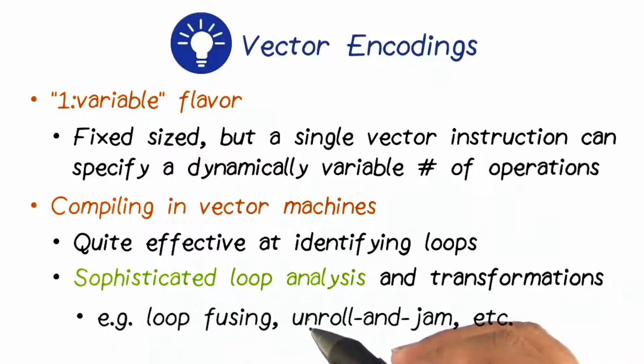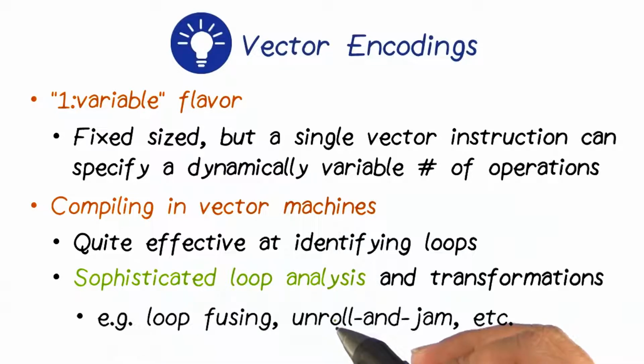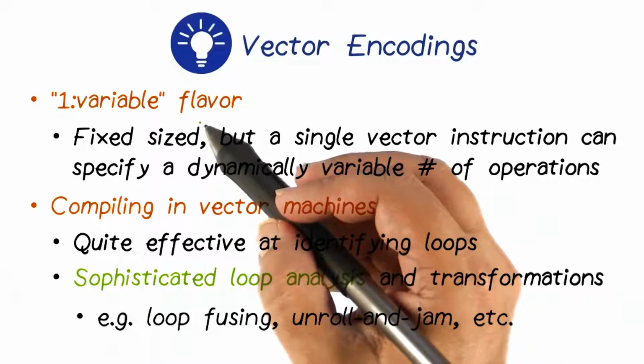So what are the different kinds of loop analyses and transformations? Well, the first is called loop fusion. That is, we are taking different loop nests and putting them together inside one loop nest. And the second important one is called unroll and jam. In this particular case, we take a loop and unroll it, thereby exposing all these different operations that can go in one instruction. We can bundle those operations into one instruction and then use this one variable encoding.